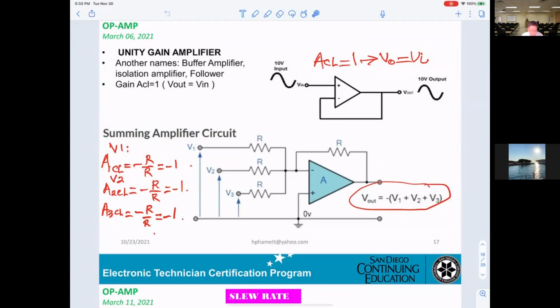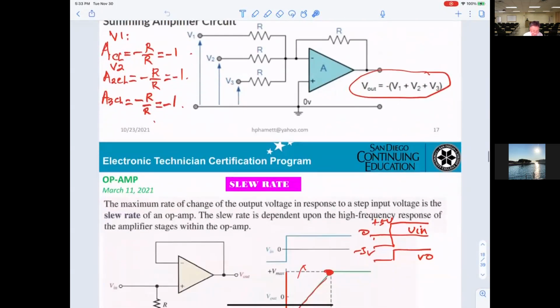Then now we go to the summing amplifier circuitry. That means at the input they are using the inverting amplifier. At the input, you have sources V1, V2, V3, and more, it doesn't matter. To calculate the V out, the V out finally will be equal to minus the total input voltage, V1 plus V2 plus V3 and more. Okay, that's the summing amplifier.